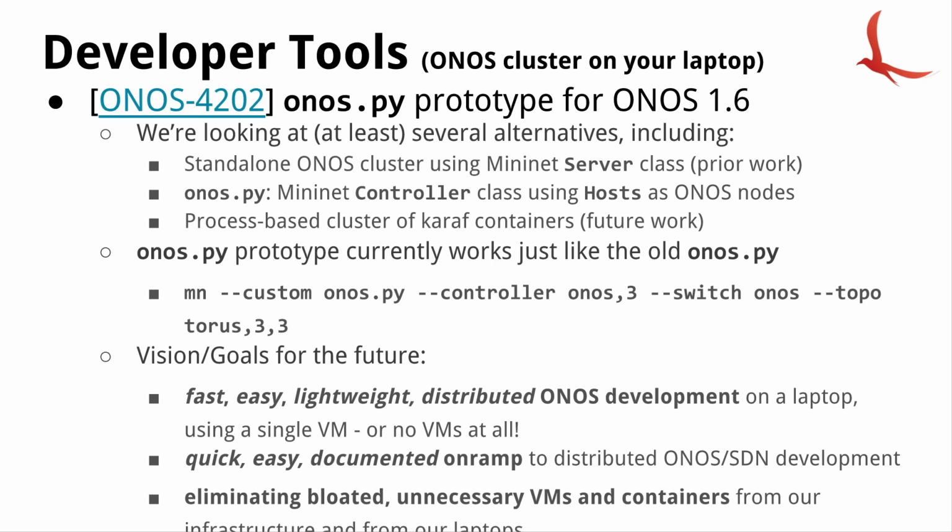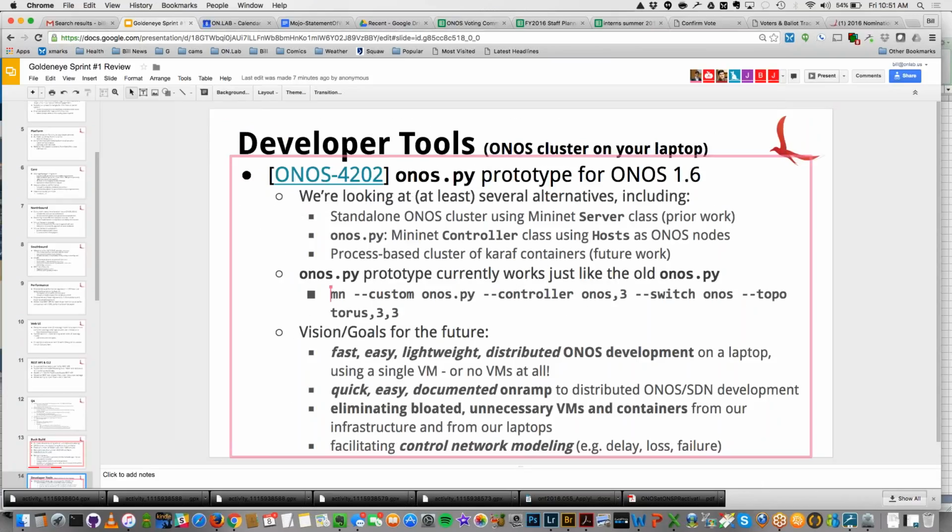I don't know if I can become the presenter or if you can refresh, but anyway, the basic goal is to have a fast, easy, lightweight, distributed ONOS development environment on a laptop using a single VM, or maybe in the future, no VMs at all. And to make it easier to start developing for distributed ONOS kernel and applications software, eliminating these bloated, unnecessary VMs and containers, which are overburdening our existing infrastructure and our laptops, and also ultimately facilitating control network modeling, for example, communication delay between ONOS nodes, between ONOS nodes and switches, also link loss, various failure scenarios, making it easy to do that both for development and for testing. And I'll give a demo later.